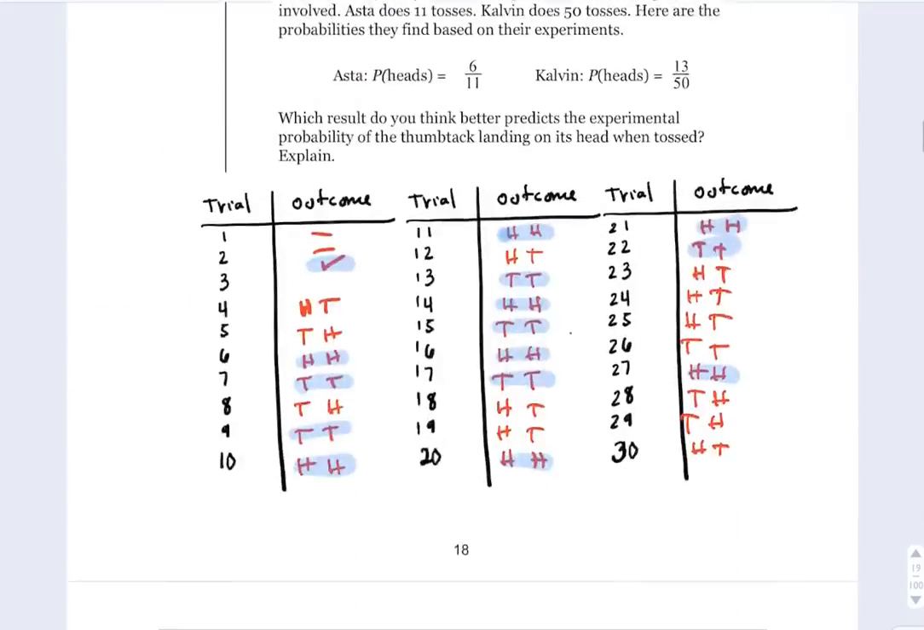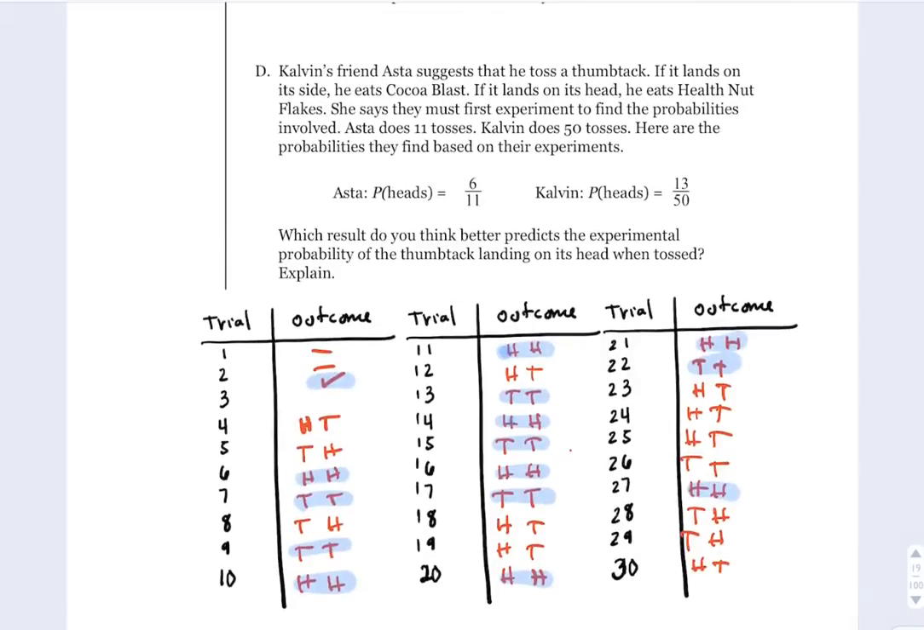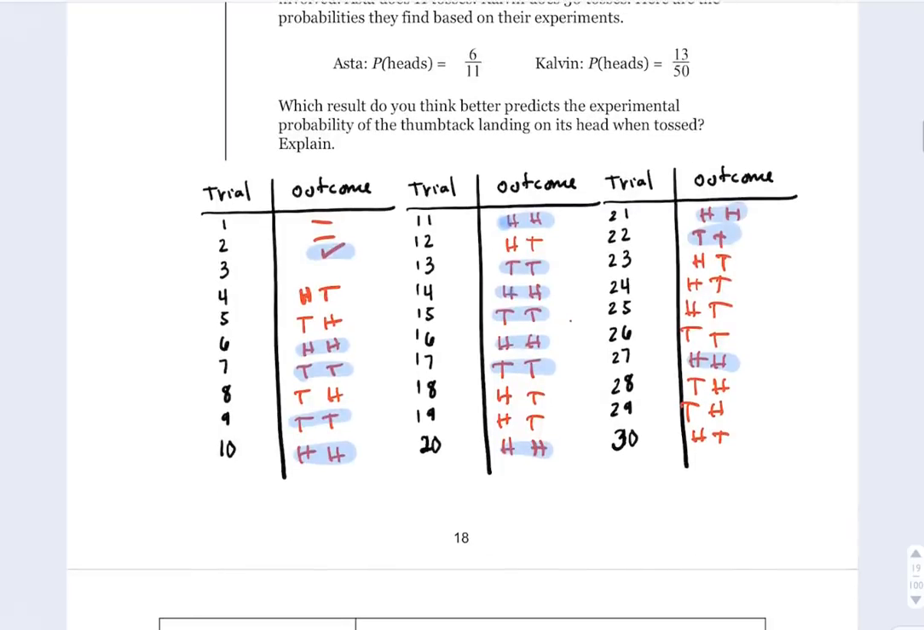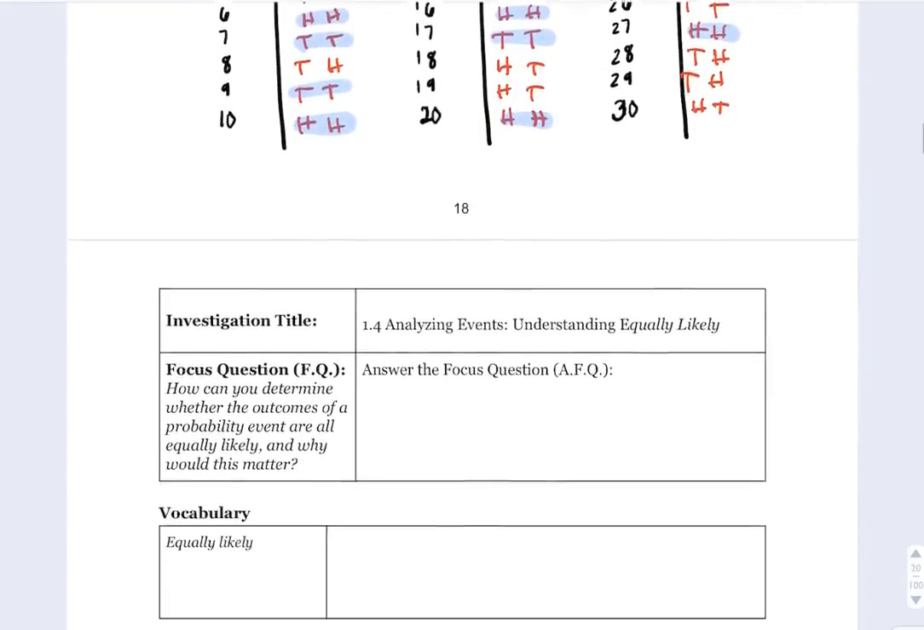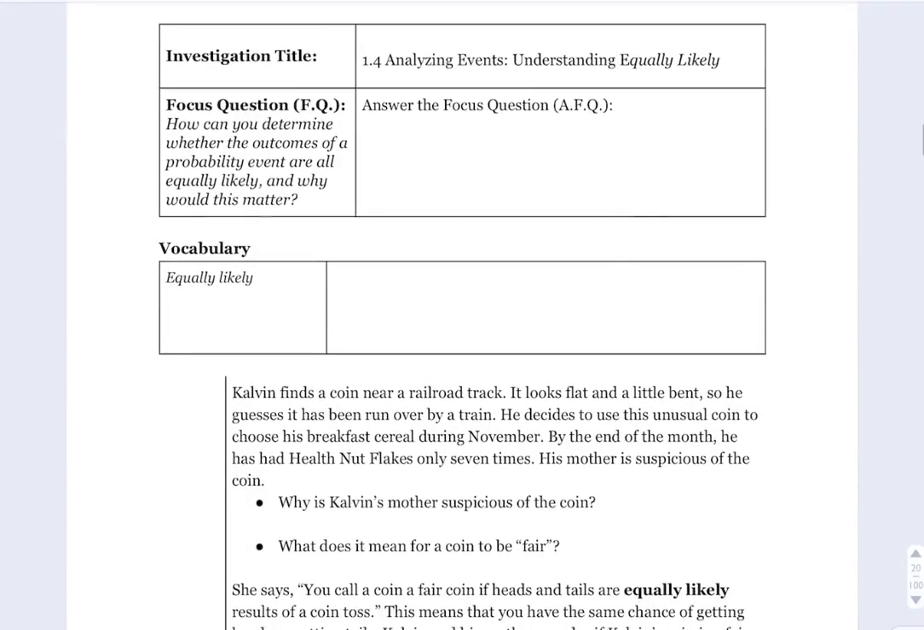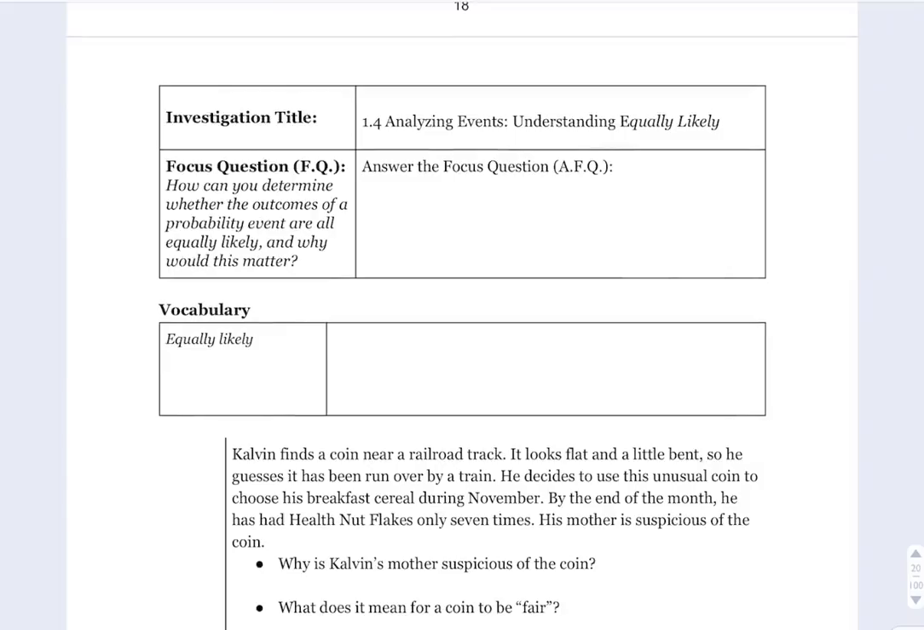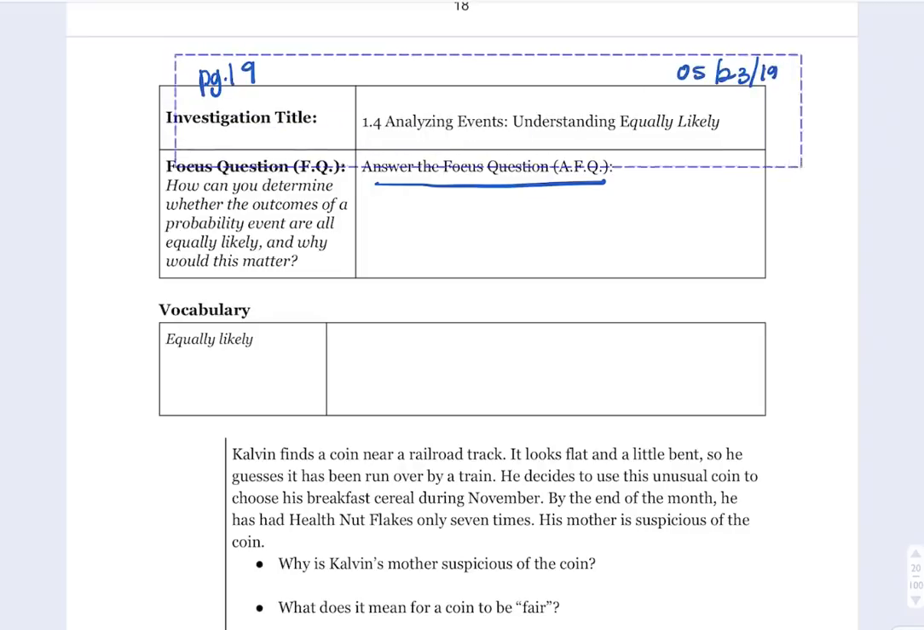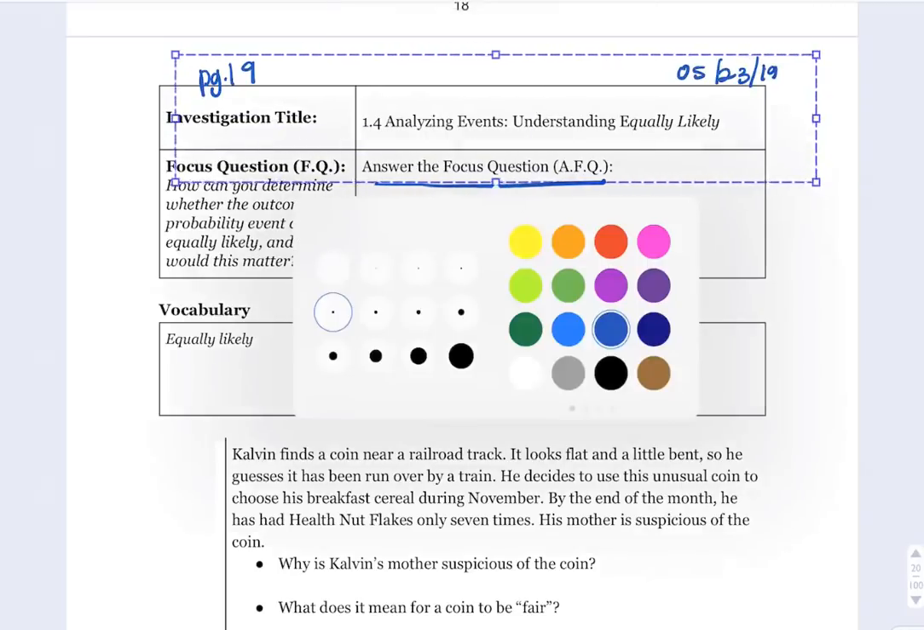Okay. All right. So that is 1.3. All right. Let's do this last section, analyzing equally likely. How can you determine? Sorry, let's put today's date. We are on page 19. Okay, this is your other AFQ, and today is 0, 5, 23 for the odd, 24 for the even. Okay, and this should match our other pages.